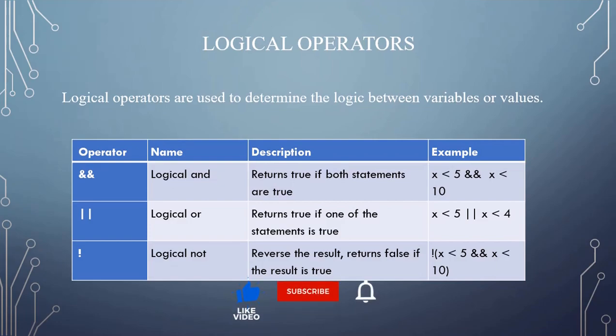In the last video, we discussed what operators are, arithmetic operators and relational operators. Now let's discuss logical operators. So what is the usage of logical operators? Logical operators are used to determine the logic between variables or values. What are the types of logical operators? Logical AND operator, logical OR operator, logical NOT operator.